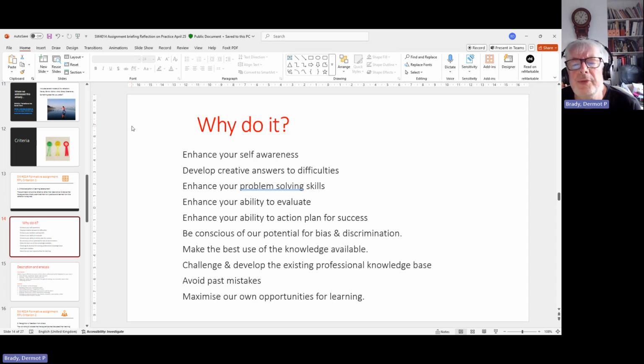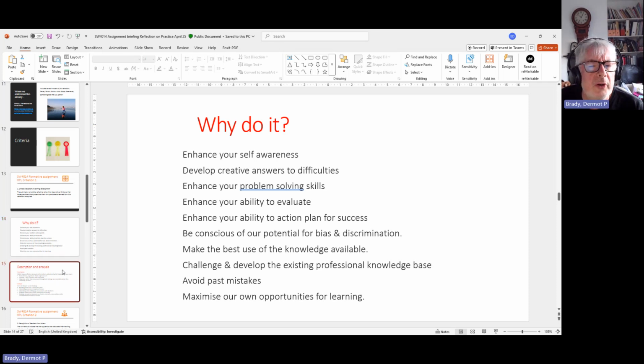But it also helps us avoid mistakes. And if we find ourselves in the same patterns of behavior that seem to crop up a fair few times, it's not an uncommon experience. Perhaps that helps us articulate different ways of doing things. And of course, it's all about maximizing our opportunities for learning.